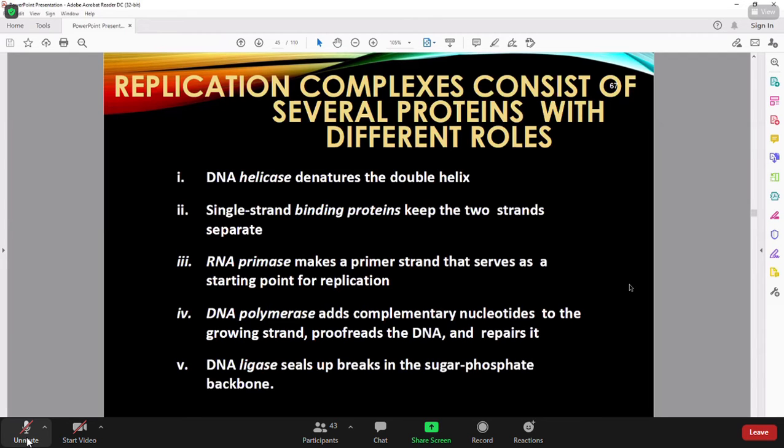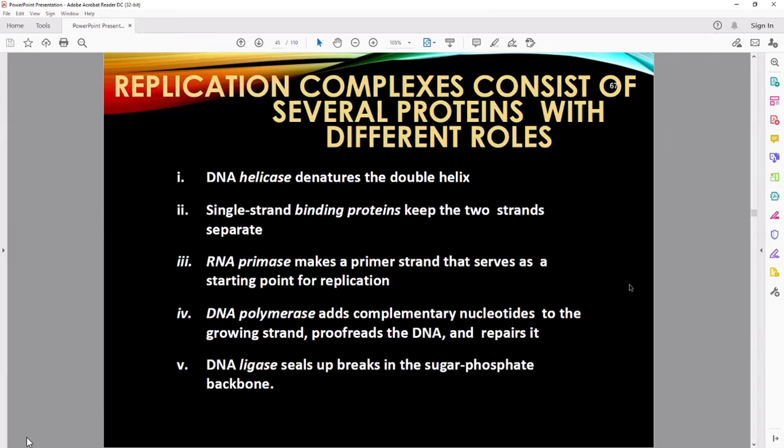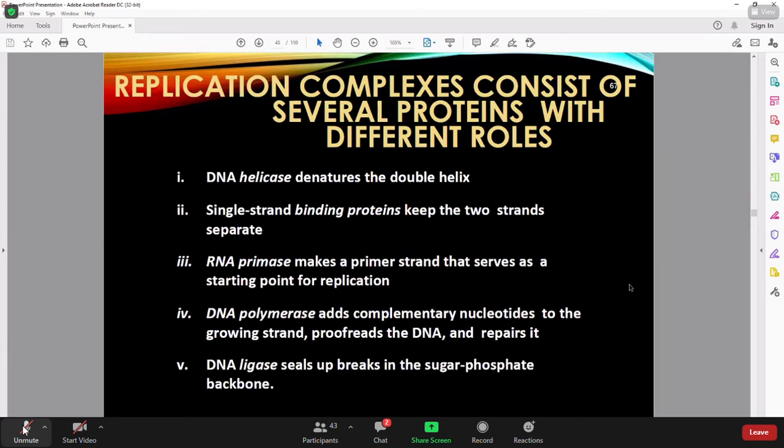Okay, what is the role of dimethylase? It adds a methyl group to adenine of DNA. Okay, thank you. I just wanted to break the silence.